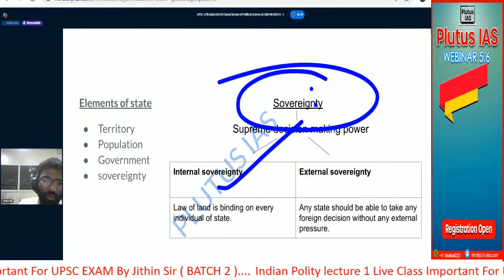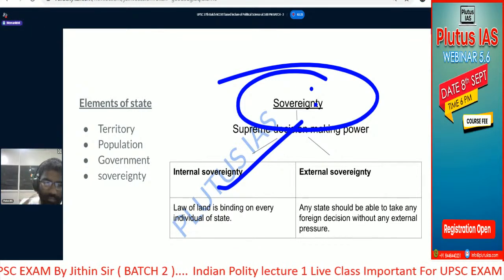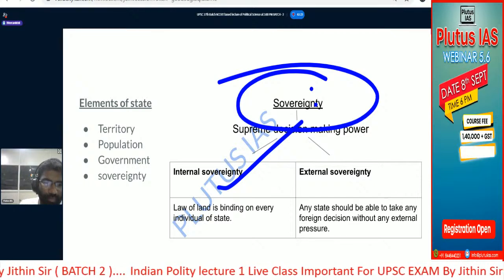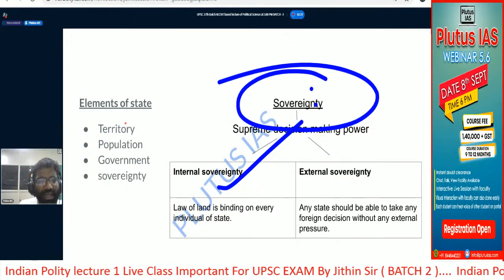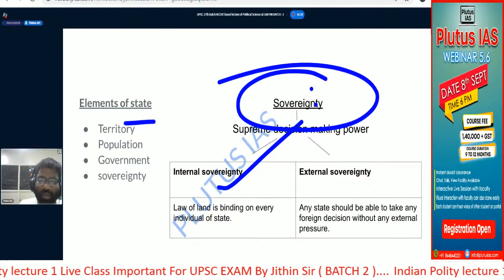Nowadays, even UK is also changing. I think democratic things are coming. In UK, there is democracy, but the head of the state is always the queen.